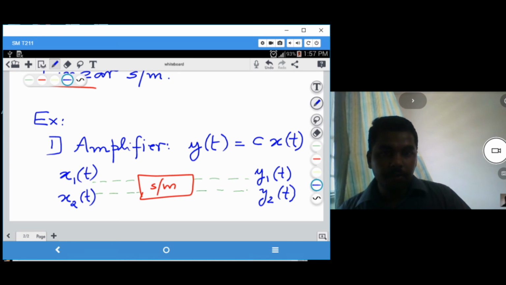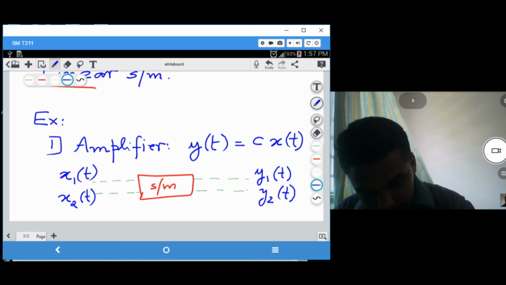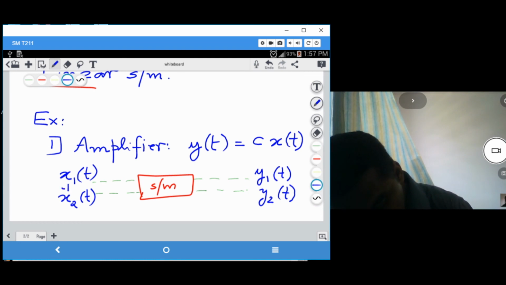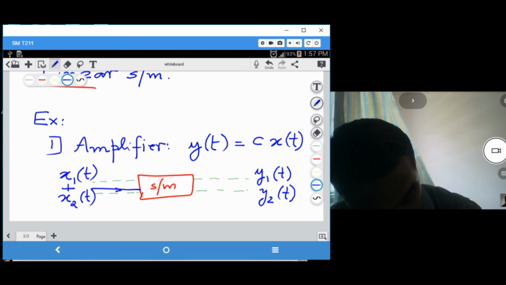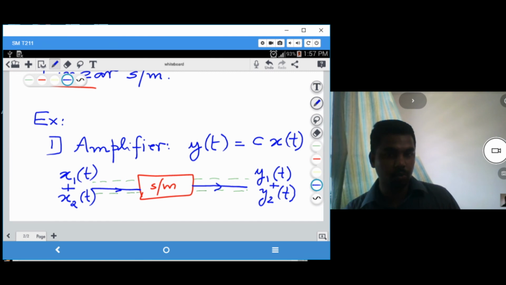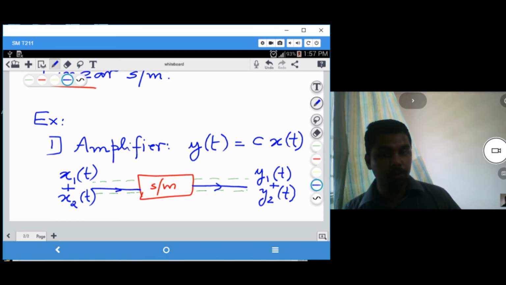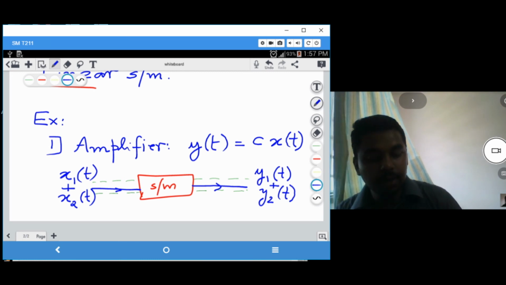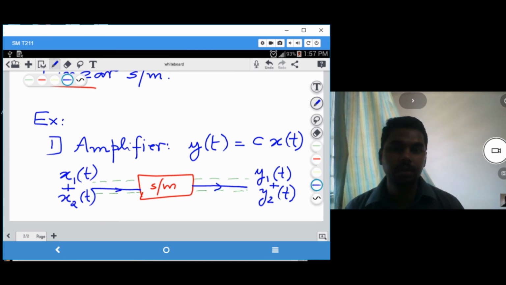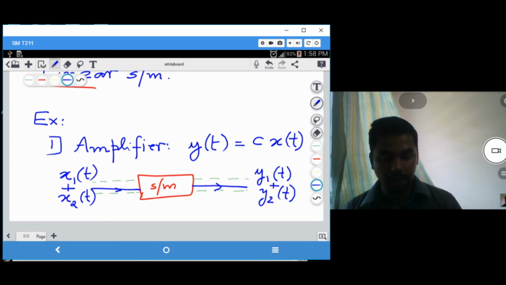The definition of linearity of the system says that if I add the two inputs and feed it into the system, I should get the corresponding sum of the outputs, which is y1 plus y2 of t. Or in other words, we can say that the output corresponding to the sum of the input is the sum of the individual outputs. One can easily verify that the amplifier system that we have written down here satisfies this relation.